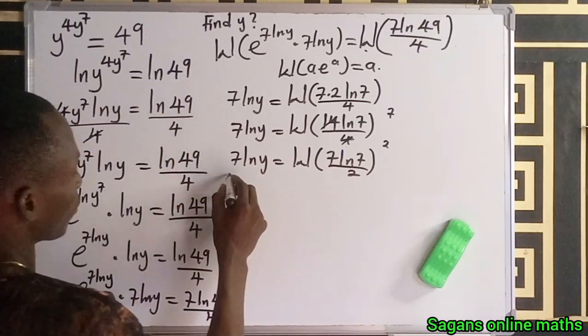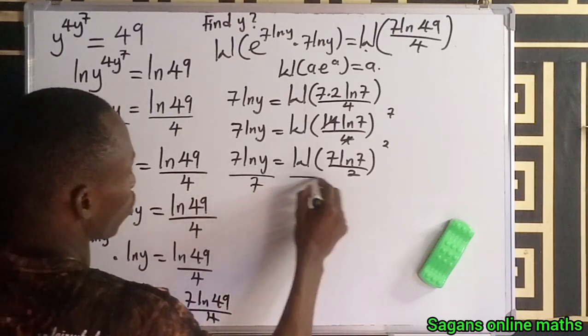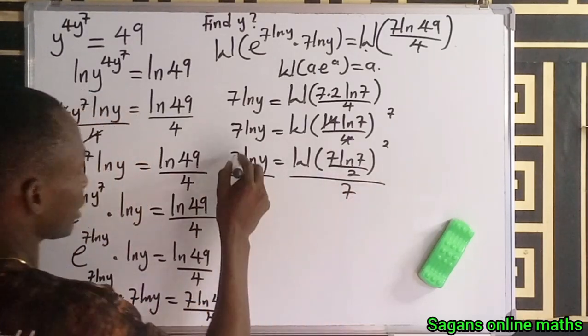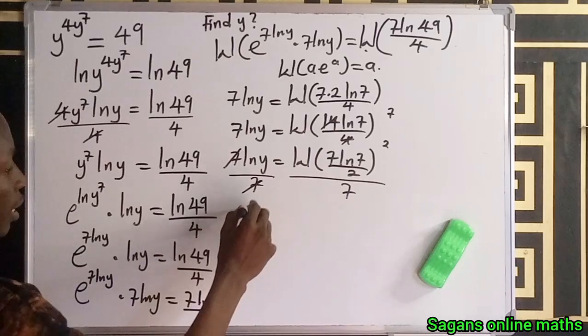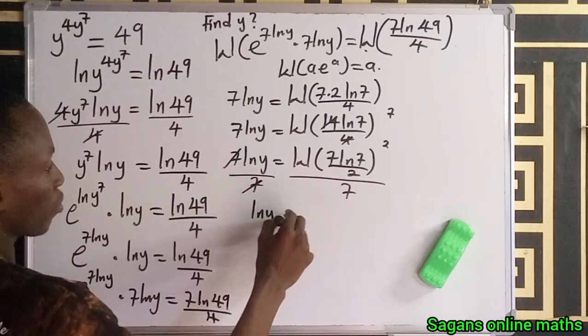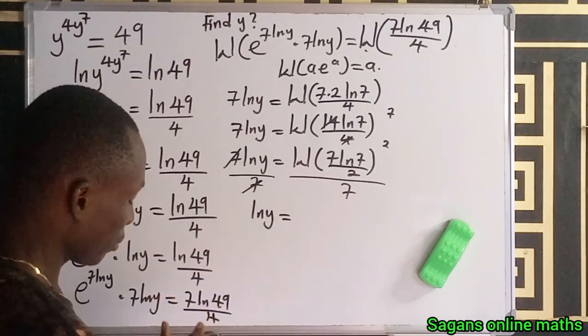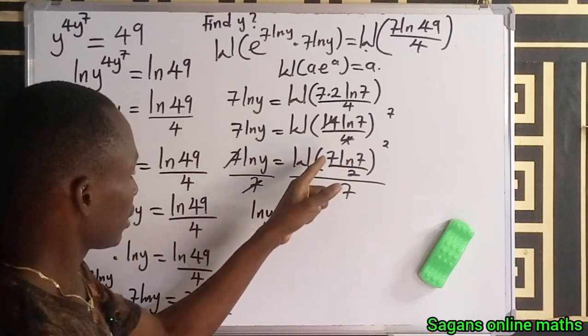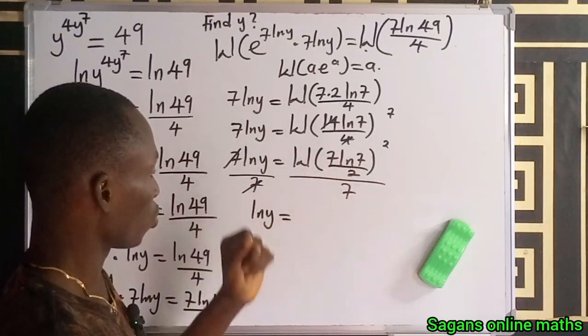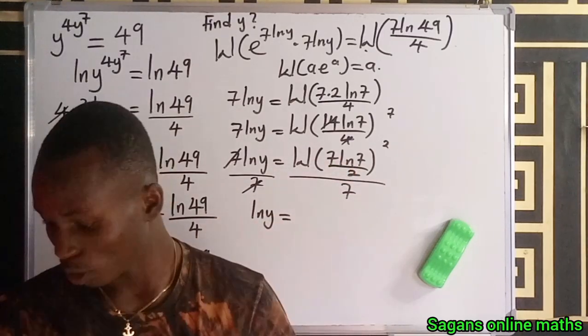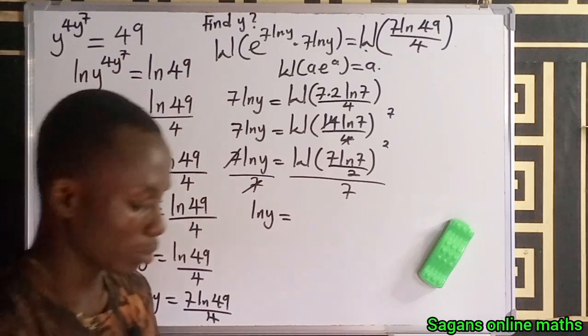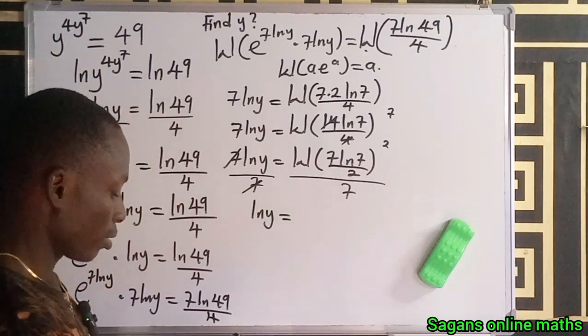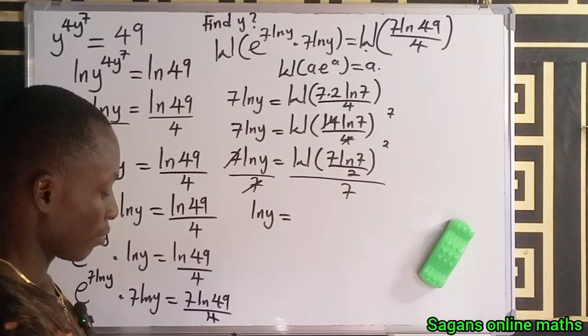So if I divide this by 7, I also divide the whole of this by 7. So this 7 here, we cancel out this 7. We are left with ln y equals what? Now what I'm going to do, let me use my calculator to find 7 ln 7 divided by 2. Okay, we'll do that quickly. Let me just take my calculator and do that. So 7 ln 7 divided by 2.